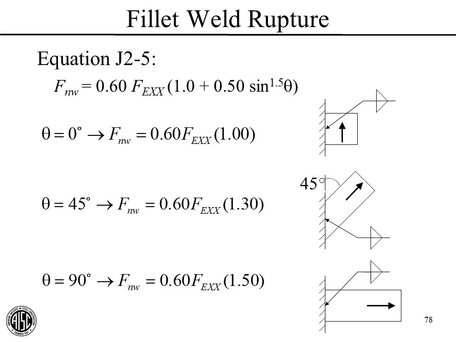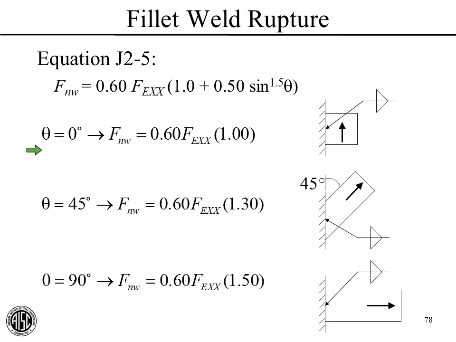Okay, so this factor is from equation J2-5, and let's see what happens. If we have a theta of 0 degrees like this, then the weld strength equation reduces to the form shown here. We have 0.6 times F_EXX, and then the factor is just 1. Okay, jumping down to the bottom, if we have a theta of 90 like this, where the load is perpendicular to the weld, then this term turns into 1.5. So we have a 50% increase in strength compared to the case with the load parallel to the weld.